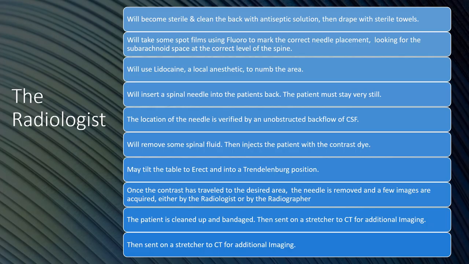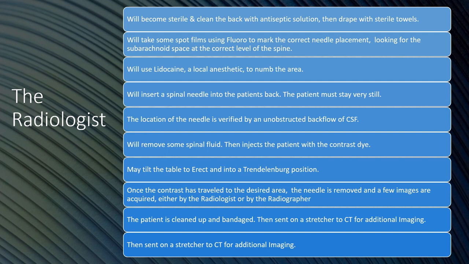The radiologist will become sterile and clean the back with antiseptic solution, then drape with sterile towels. The radiologist will take some spot films using fluoro to mark the correct needle placement, looking for the subarachnoid space at the correct level of the spine.